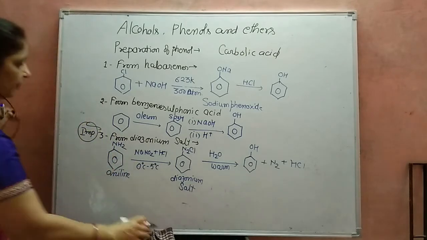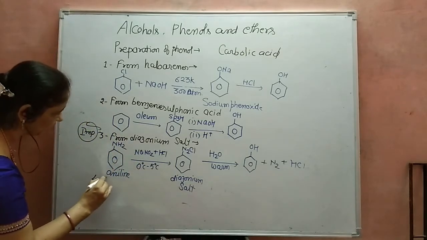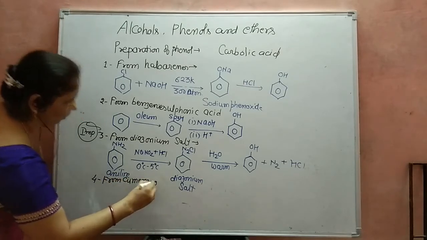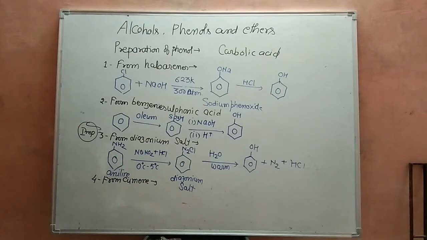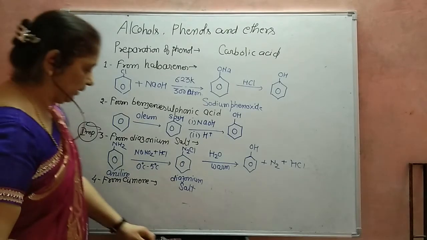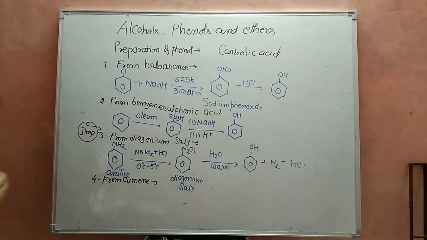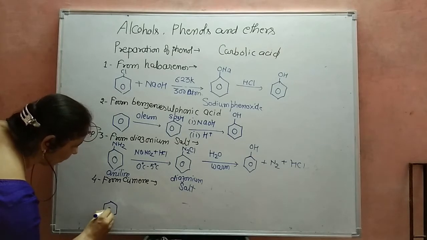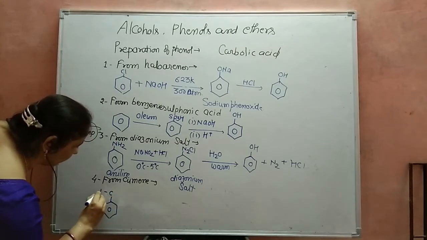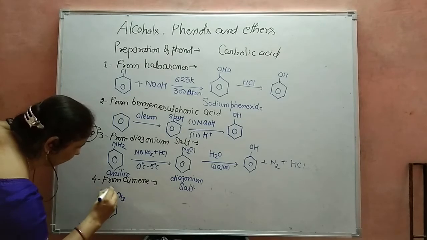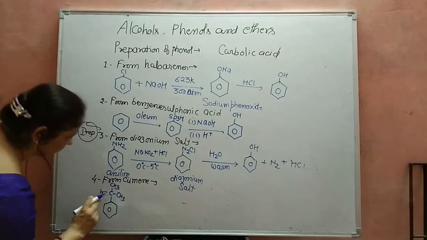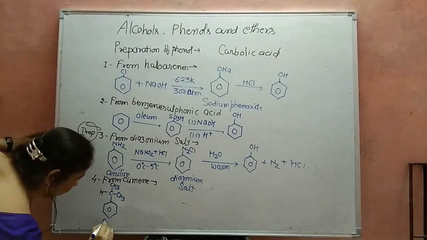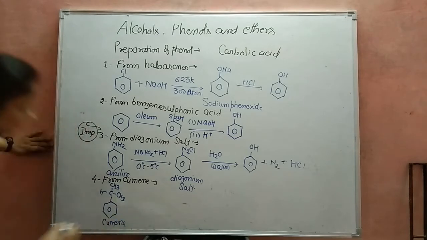One more method of preparation of phenol is from cumene. Cumene is isopropyl benzene. ठीक है, cumene क्या है? That is isopropyl benzene. This is benzene, and you have to form the isopropyl group. This isopropyl benzene is called cumene.